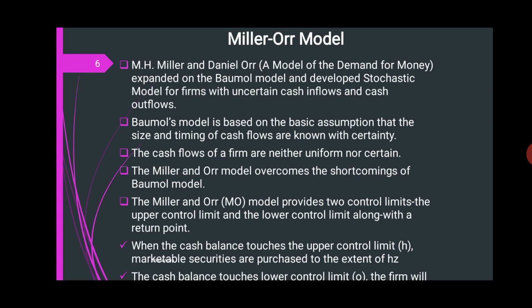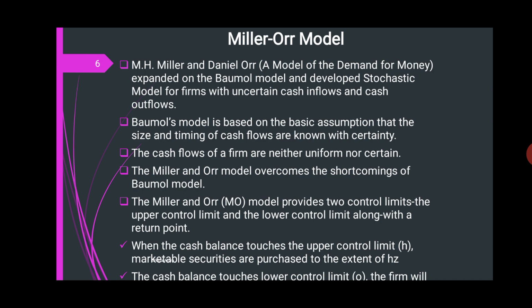Second one is the Miller-Orr model, which also aims at maintaining the optimum cash balance. This model was introduced by two persons named M.H. Miller and Daniel Orr. This model is also called a model of demand for money. They tried to give an extension to Baumol's model, and they developed this model with uncertain cash inflows and cash outflows. This model basically overcomes the limitations of Baumol's model.